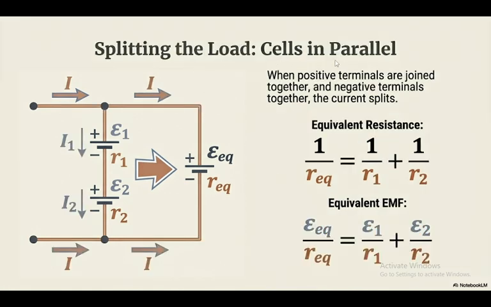Splitting the load: cells in parallel. When positive terminals are joined together and negative terminals together, the current splits. Equivalent resistance: 1 by r equivalent equal to 1 by r1 plus 1 by r2. And equivalent EMF: epsilon eq by r eq equal to epsilon 1 by r1 plus epsilon 2 by r2.